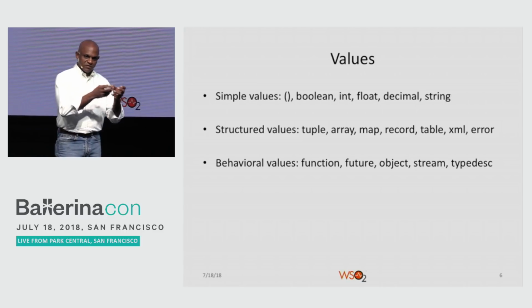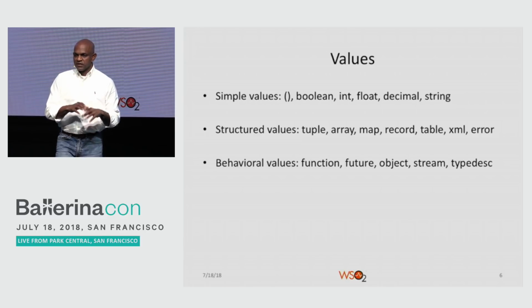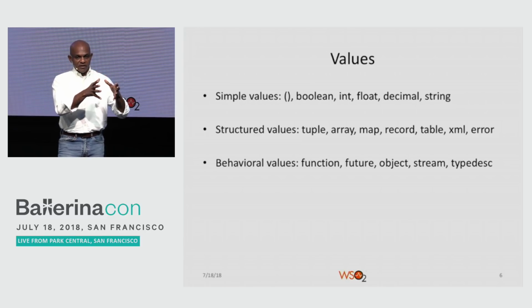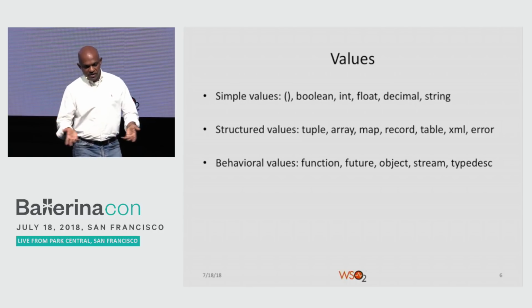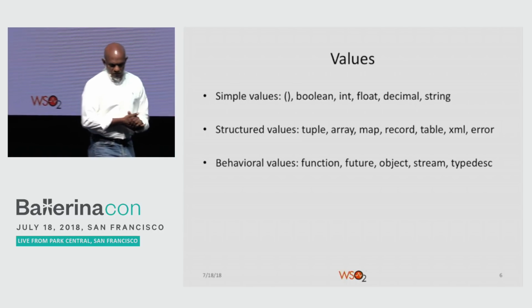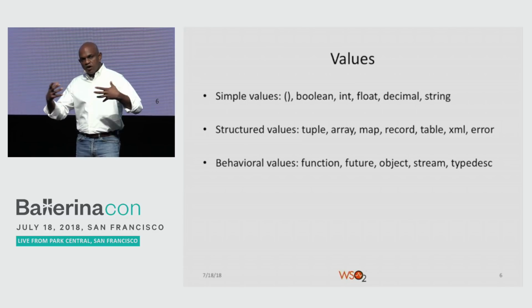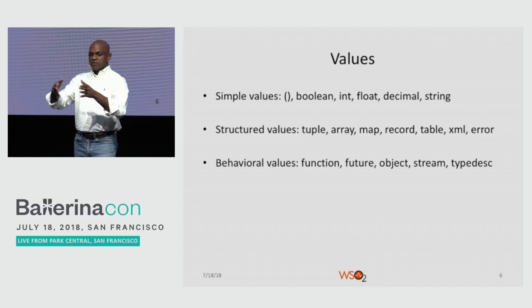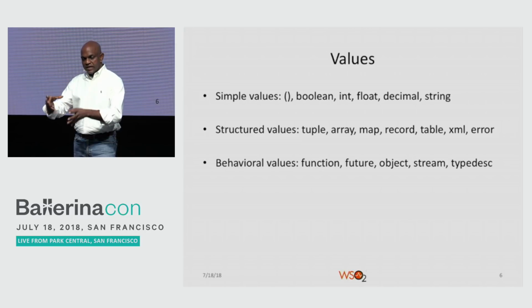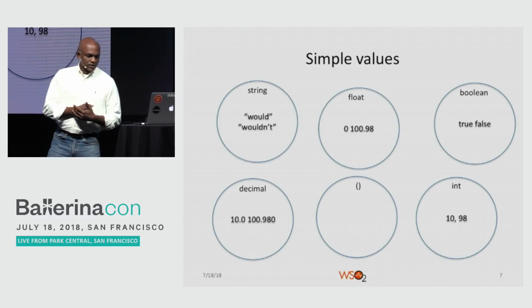Simple values means literal values, single things. The open close parentheses is for the special value called nil, which is no value basically, an empty value. Boolean is Boolean, int is int, etc., right? Structured values are things that have some structure. They are combinations of values which become a new value. And behavioral values have some data and some behavior, and let me get into them in a little bit more detail. Let's talk about simple values.